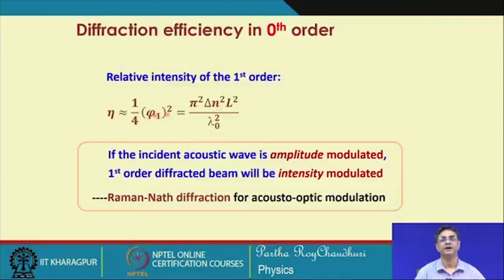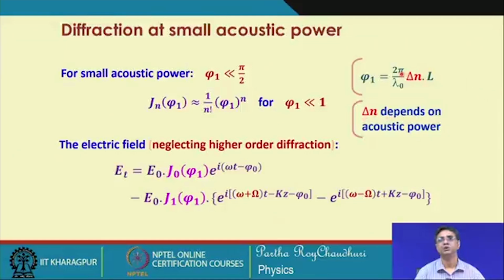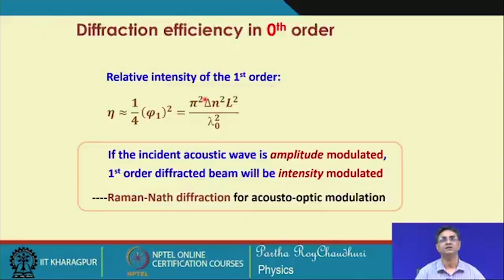And phi is equal to 2 pi delta n L by lambda 0. So, phi square will be 4 pi square delta n square L square by lambda 0 square, and the 4 cancels. So, we get an expression for the relative intensity in the first order diffracted wave in the Raman-Nath diffraction, for low acoustic power.